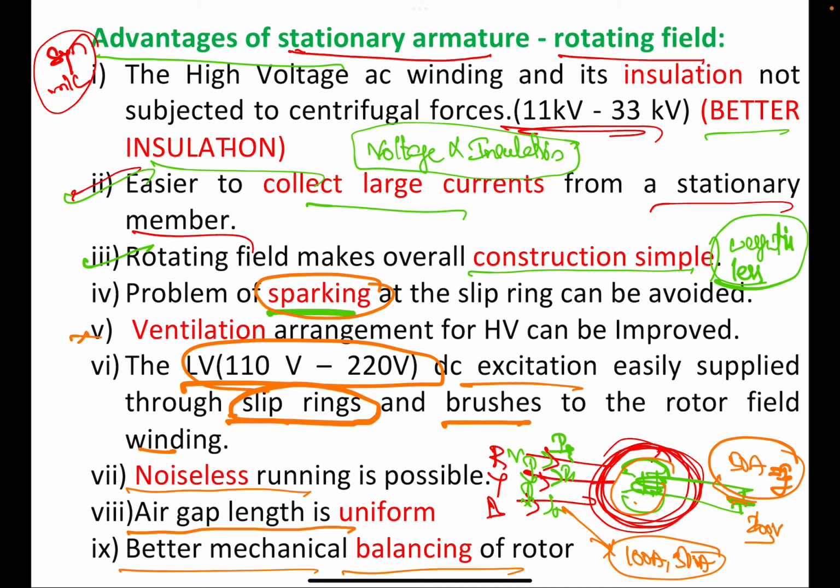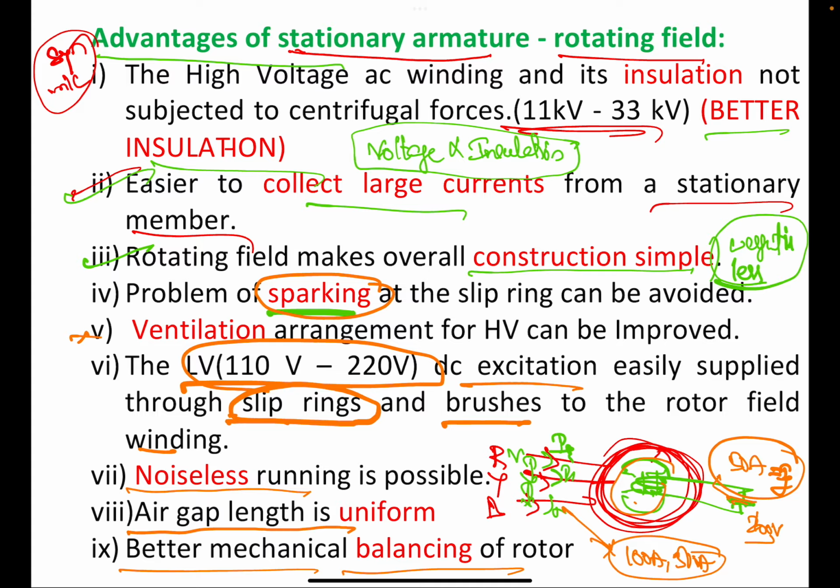So insulation: it's easy to collect or deliver the currents at the stationary parts. Next, construction will be simple and sparking will be avoided. Ventilation will be there, and the number of slip rings with the rotating part will be less.